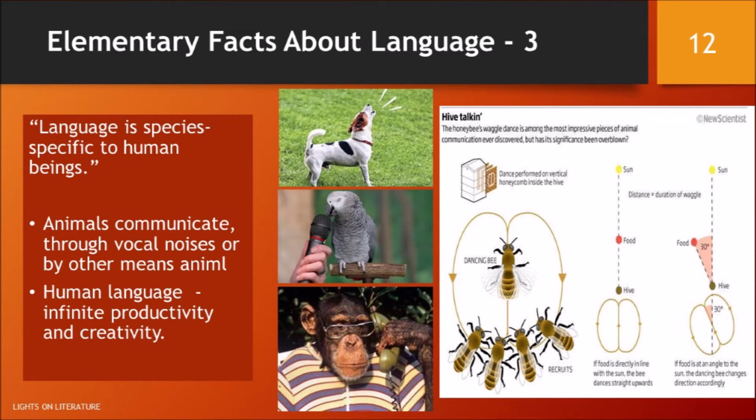If you take honeybees, they communicate through their waggle dance, but it has only one purpose: to indicate where the food is to the fellow bees.